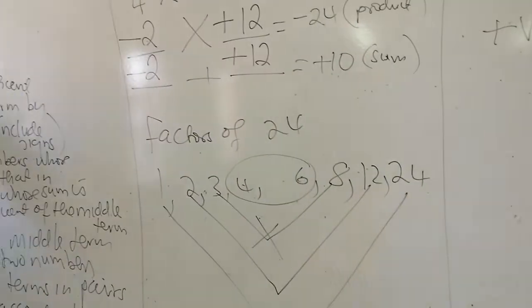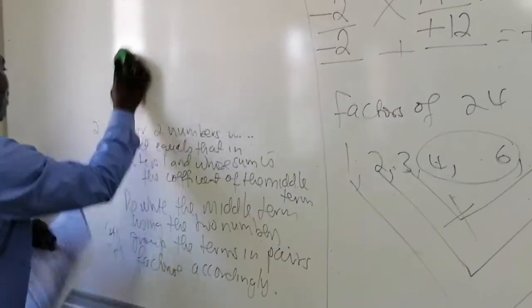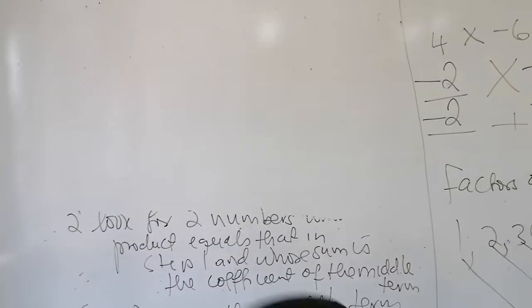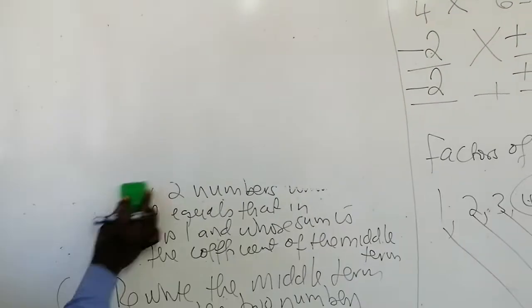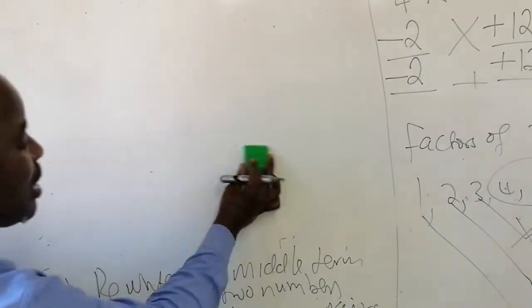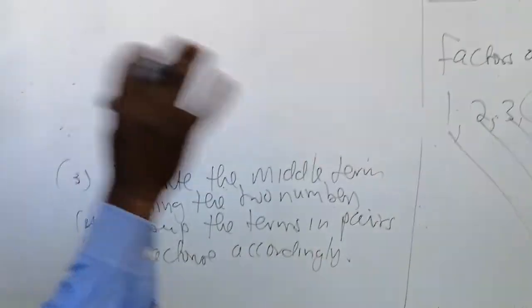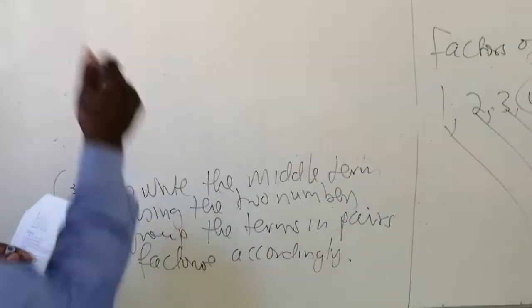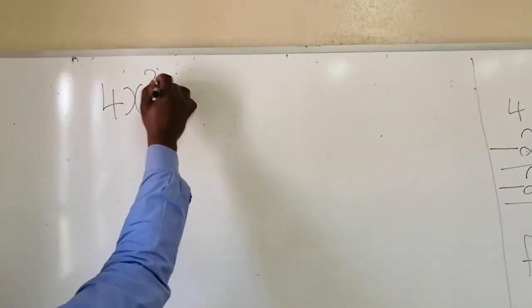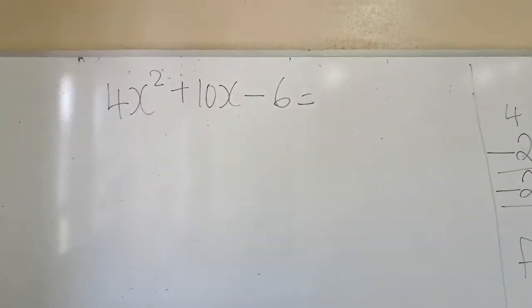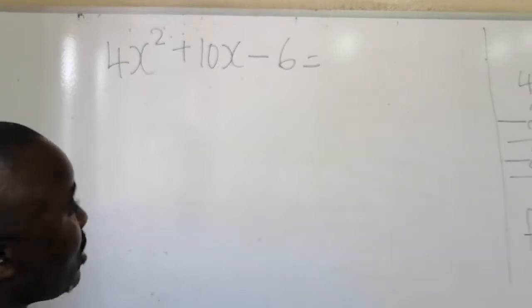Right, now we have our two numbers. Rewrite the middle term using the two numbers. So we are done with step number 1 and step number 2. Let's rewrite the middle term using the two numbers. So this is our problem: 4x squared plus 10x minus 6. Allow me to place it here because there is not enough space there.